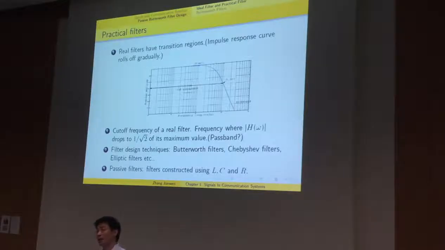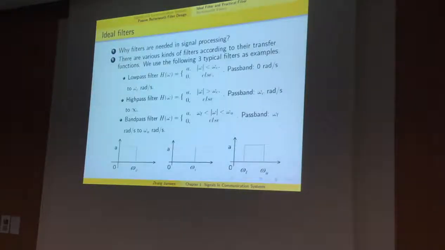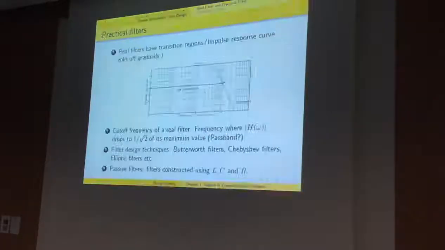For a practical low pass filter, for example in this case, you will see that instead of dropping to zero at once, it rolls off slowly. This type of filter basically can be implemented. That's very good. At least we have some solution for a filter, for example a low pass filter. Although it's not ideal, like the ideal one that drops to zero at once, at least we can solve the problem somehow by some kind of estimation here.